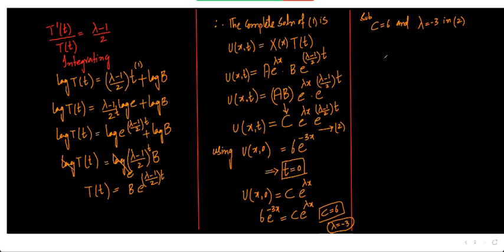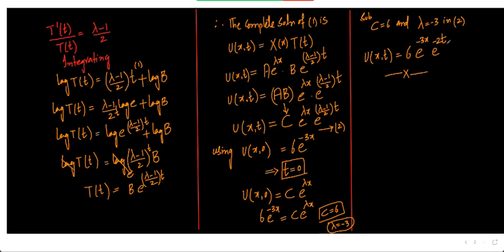So finally, our answer is u of x comma t equal to 6, the c value, e to the power of lambda value, minus 3x. And minus 3 minus 1 together is minus 4, divided by 2 is minus 2, so minus 2t. You can stop your work here, or if you want to add these exponents, you can add and simplify.